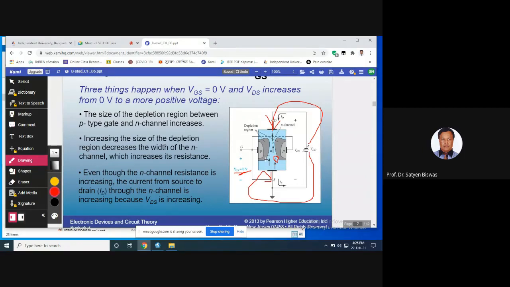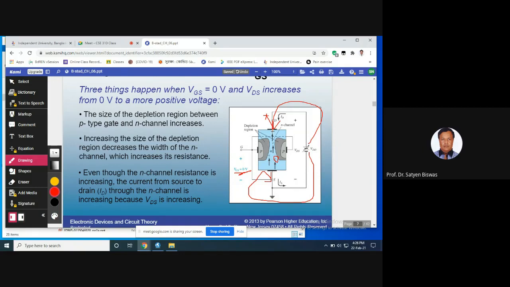What does it mean? Electrons will be attracted by the holes in this VDD, right, in the drain. Here is a positive charge. You see the positive VDD in here. So the electrons will be attracted by the holes, so the electrons will move from bottom to the top.